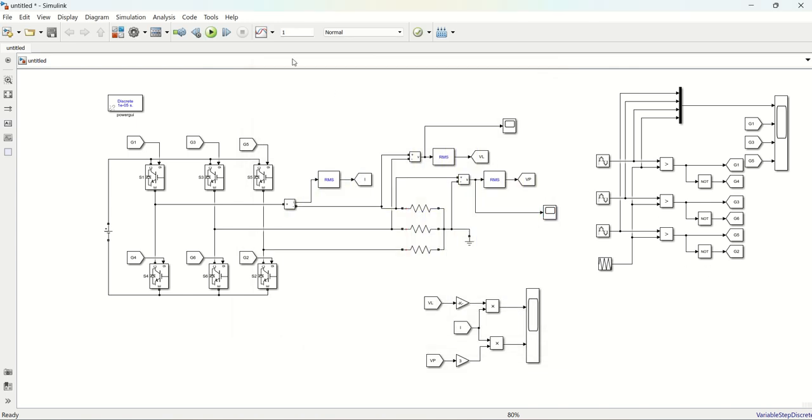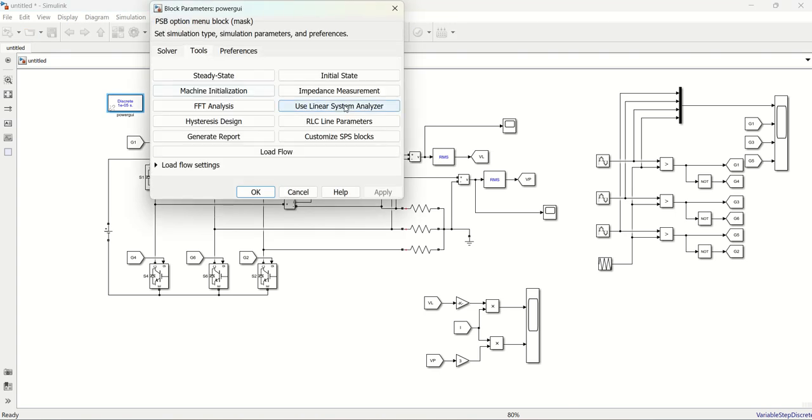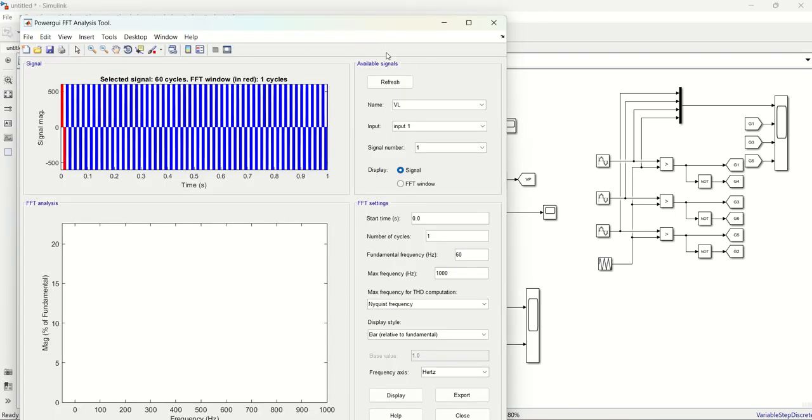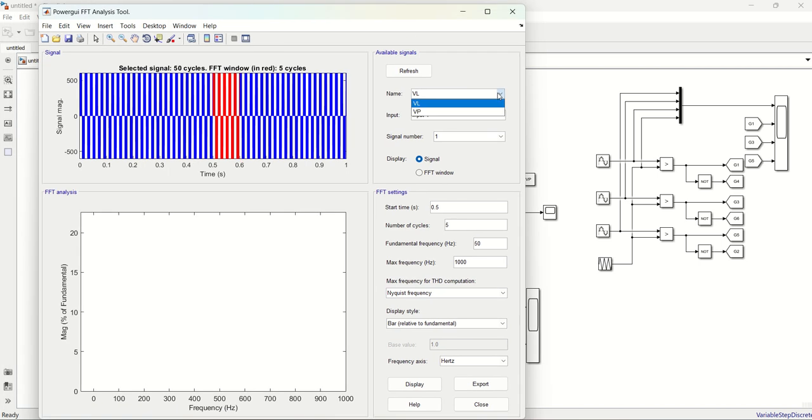Now we'll try to find out the THD, FFT analysis. This is the line voltage. Line voltage starting we have to give. We'll try to do it at 0.5, number of cycles 5, and then 50. Here we have to take whichever voltage you want, because we have sent two data: one is line voltage and the other is phase voltage. Currently I'm doing it for the line voltage. I would like to go up to 10,000.